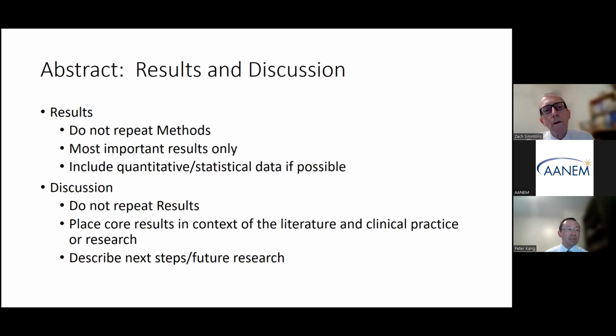And lastly, the discussion should not repeat the results. The discussion should place the core results in the context of the literature and in the context of clinical practice. But if all the discussion does is provide a summary of the results, then really think about asking the author to reframe the discussion in order to place it in a broader context.